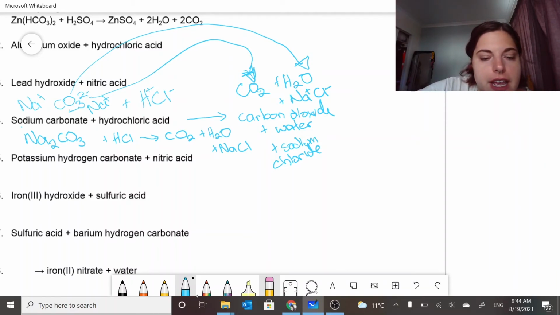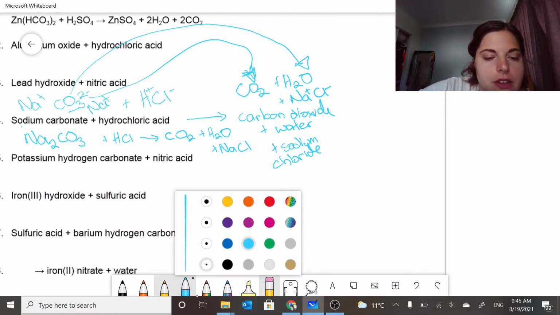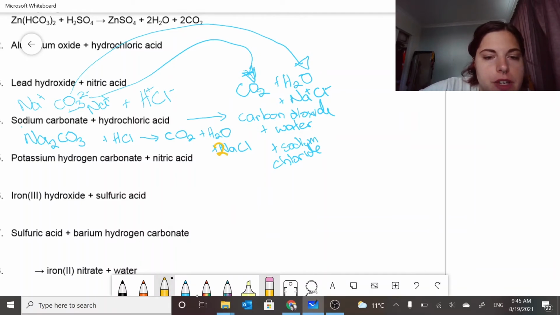So we're going to add change color, it'll be yellow this time. Added 2 here, 2 in front of my NaCl. So that gives me 2 on each side. But now I've got 2 chlorides on one side and 1 chloride on the other. So we added 2 in front of the HCl. That gives us 2 HCl, which means we now have 2 chlorides on each side. And it also means we have 2 hydrogens on each side, because big 2 means there's 2 HCl's present.